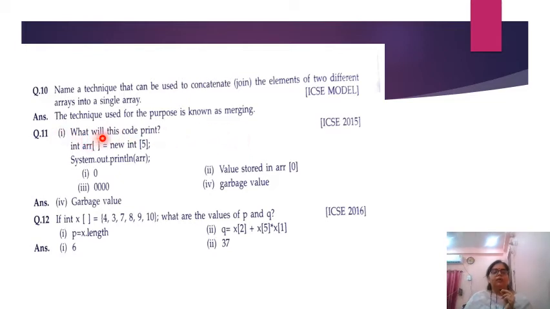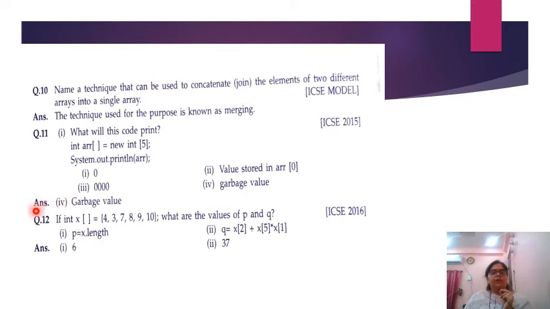What will this code print? Okay, see, int new, System.out.println, 0 0 0, the value stored is 0, garbage value. It will just print a garbage value because it is of no use, okay. No value is there, no looping is there, so this code will print a garbage value.